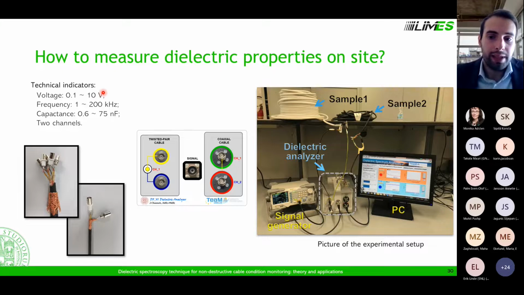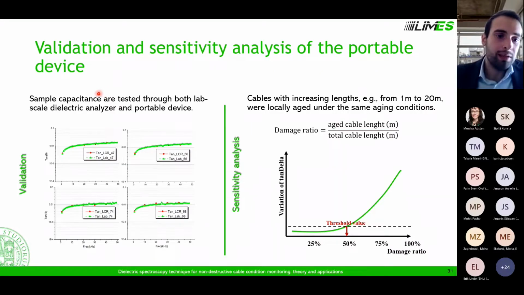The first step after building the portable device was its validation. In particular, we validated the values coming from the portable device against a lab scale LCR meter. And as you can see, we have a perfect correspondence between the experimental values coming from the LCR meter and the new portable device that we have built.